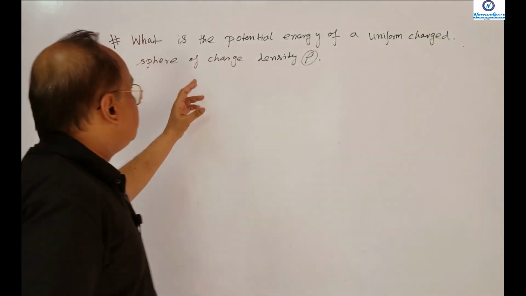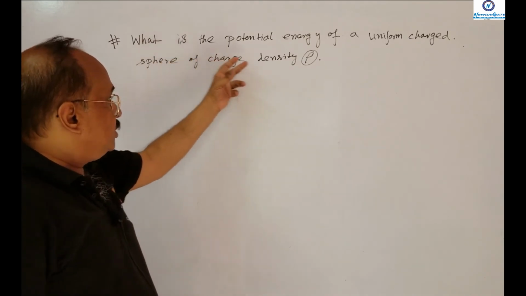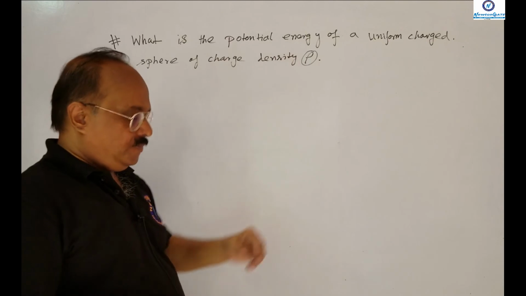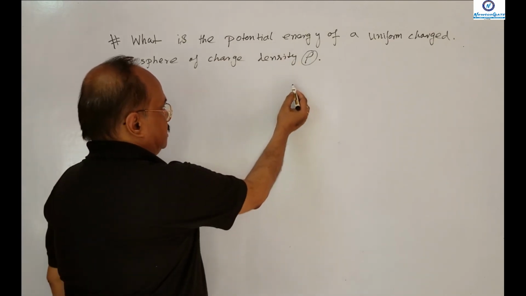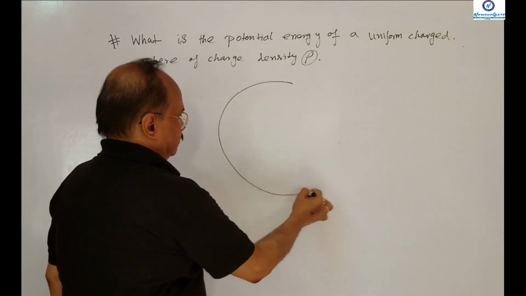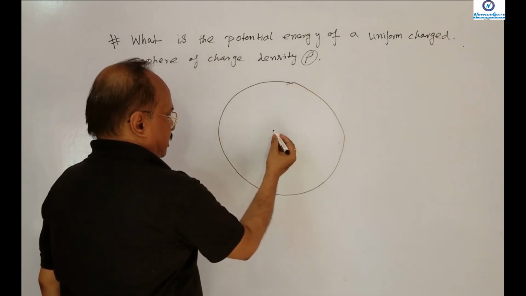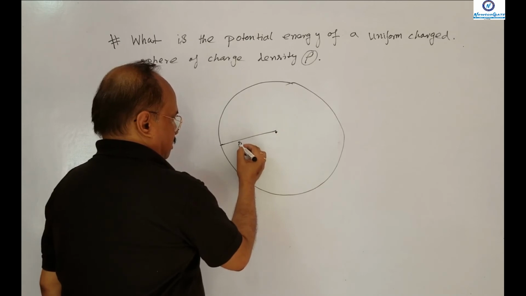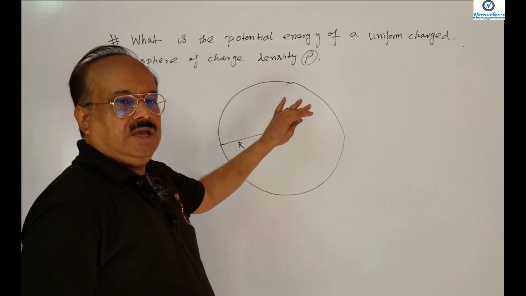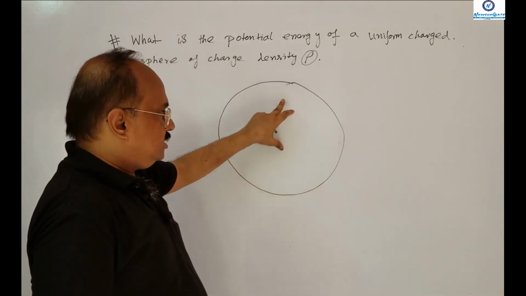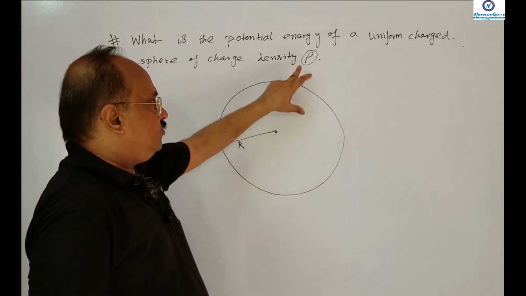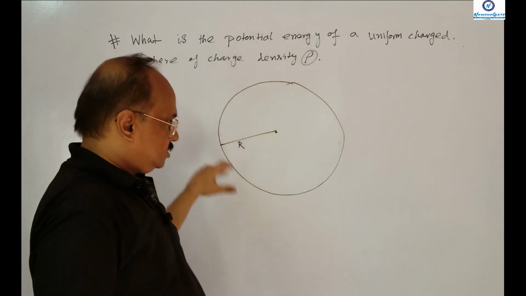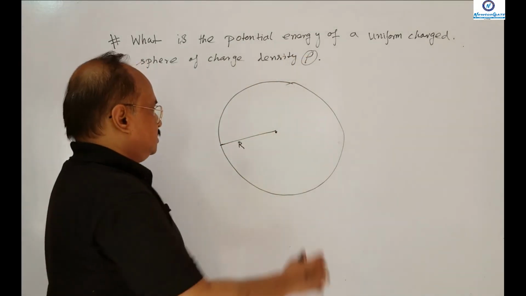This is our next sum. What is the potential energy of a uniform charge sphere of charge density rho? That means this is our uniform charge density sphere, whose center is this and this radius is r. So how much energy is required to charge this sphere with a uniform charge density rho? That is the question. That is equal to the potential energy of this system.